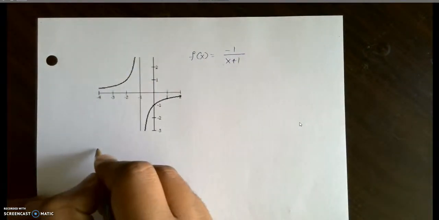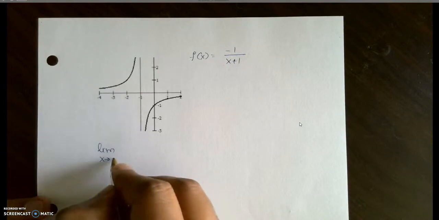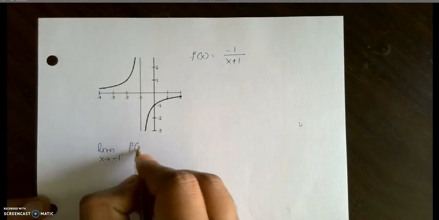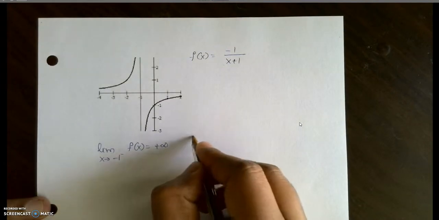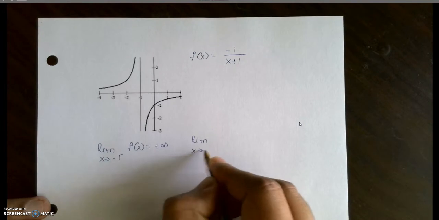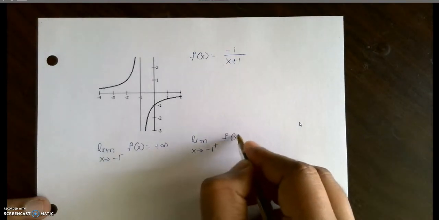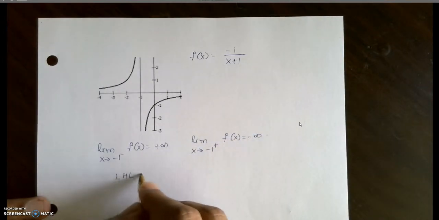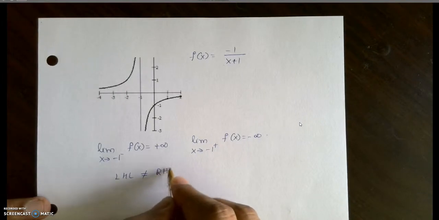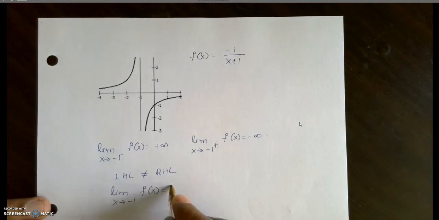And you can see that the left hand limit of the function at negative 1 is going to be positive infinity, and the right hand limit of the function at negative 1 is going to be negative infinity. You can see that the left hand limit in this case is not equal to the right hand limit, hence the limit of the function as x approaches negative 1 does not exist.